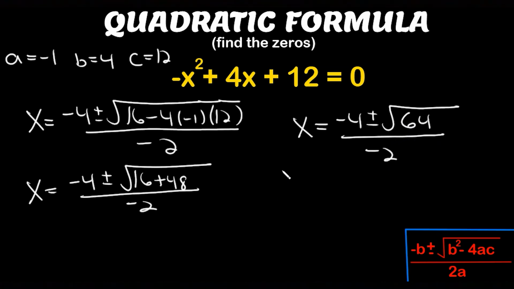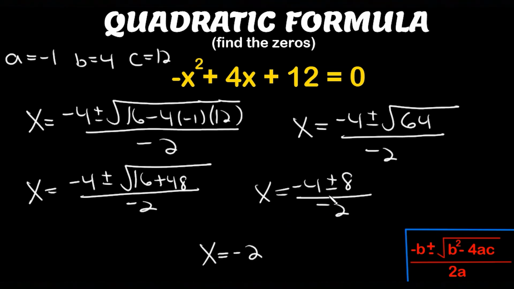And now rewriting it, we get x equals negative 4 plus or minus square root of 64 is 8, all over negative 2. And then breaking it down into its individual parts, we get negative 4 plus 8. That will give us positive 4. Divided by a negative 2, we get x is equal to negative 2. There's one of the zeros. Doing the other one, we get negative 4 minus 8, we get negative 12. Negative 12 divided by a negative 2, we get positive 6. There's the other 0. Okay, done. So this quadratic is crossing the x-axis at negative 2 and positive 6.